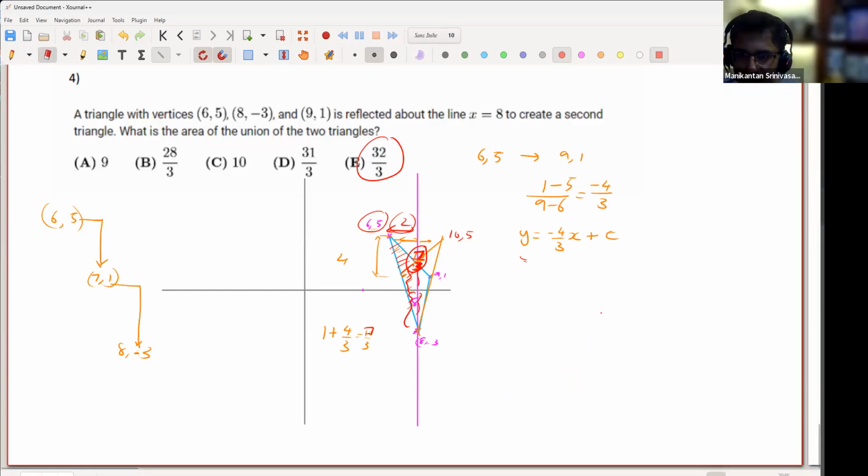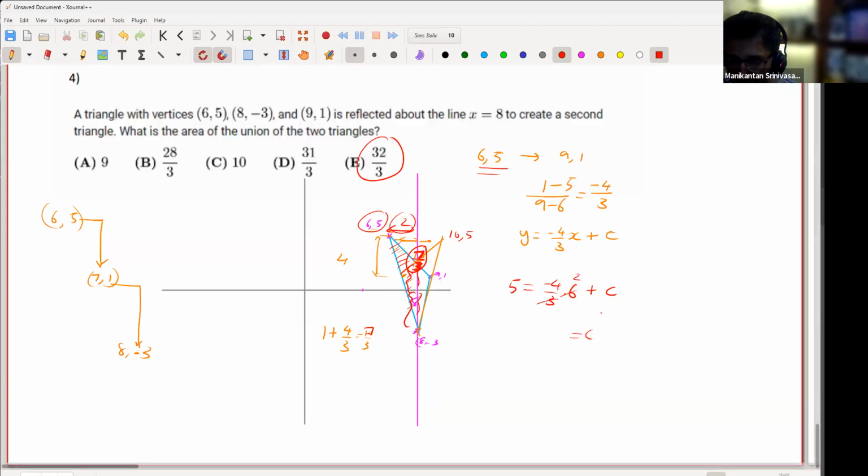We are clear that the slope is minus 4 by 3, right? And let's substitute 6, 5 as the point on this line. So 5 equals minus 4 by 3 times x, which is 6, plus c. So c is how much? Minus 8 plus 5, which is 13. So the equation of the line is y equals minus 4 by 3x plus 13. Now we just have to put x equal to 8, what is the value? When x equals 8, it is minus 32 by 3 plus 13.